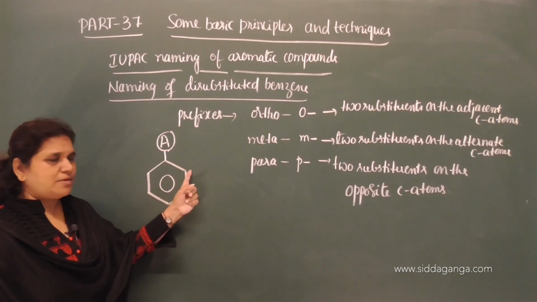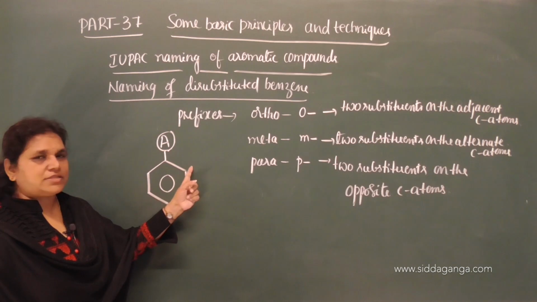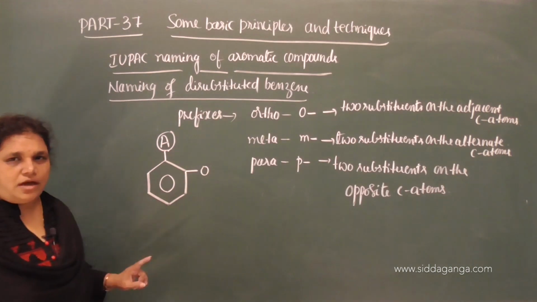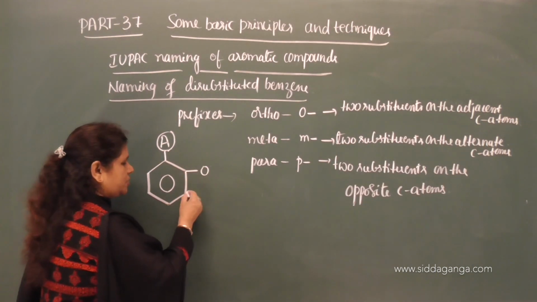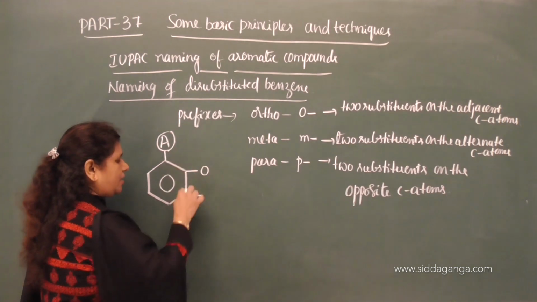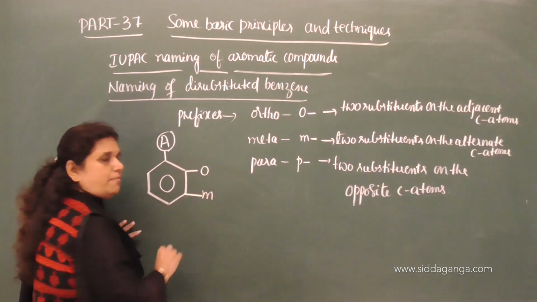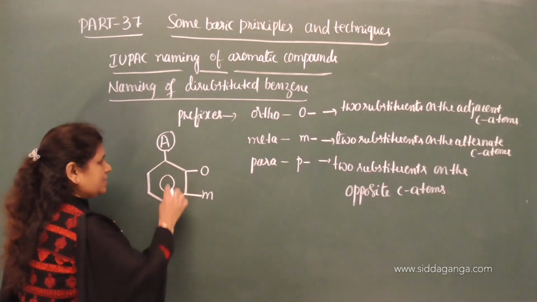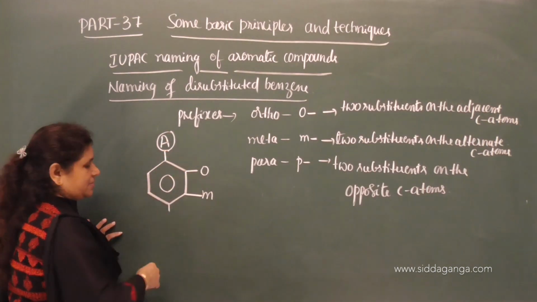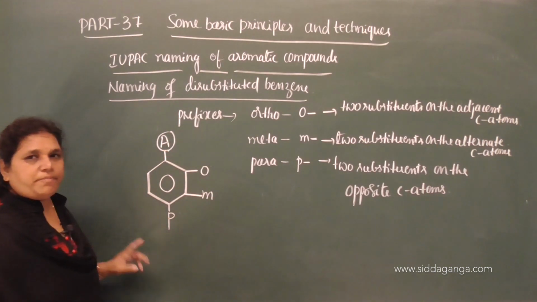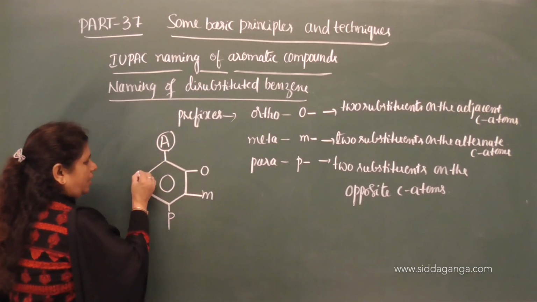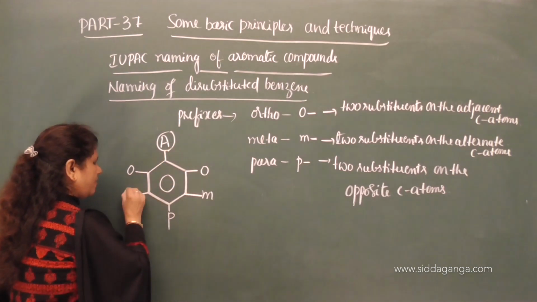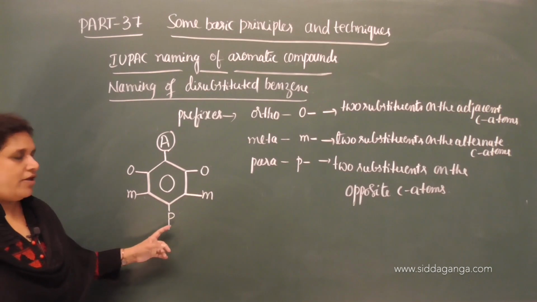One position. If this is the position, this is adjacent to this. Hence, this position is ortho. This position is ortho. And if this is the position, since this position is alternate to this, then it will be meta. Clear? And since this position is opposite to the substituent already present on a benzene ring, then it is para. And what about this? Here also it is ortho because it is adjacent, and this position is what? Alternate, and one is para.